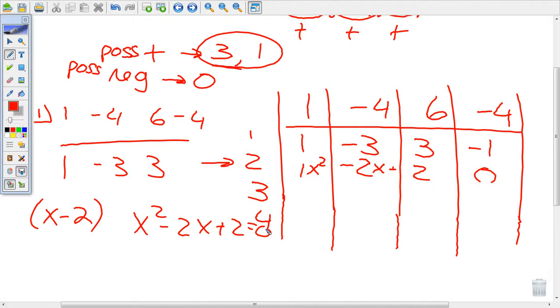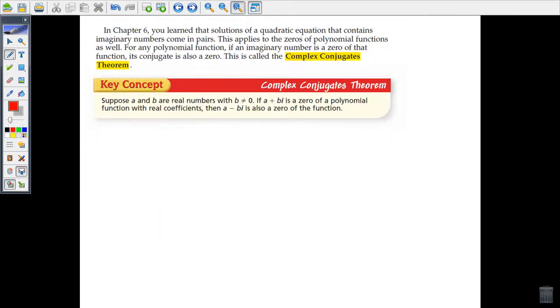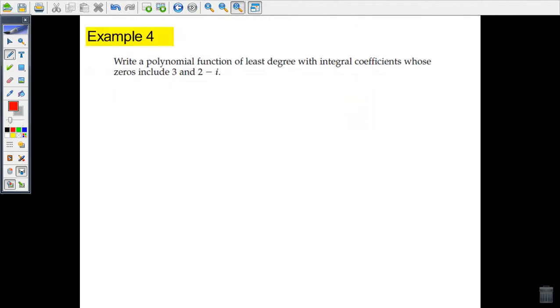Whoa, you don't think you're done, but you're not done yet. There's one more thing. I know, school's hard. Just wait till you're done with school, then it gets harder. So, we can also write a polynomial function with integral coefficients if my zeros are 3 and 2 minus i. So now I give you the zeros and you write the function that goes with it.